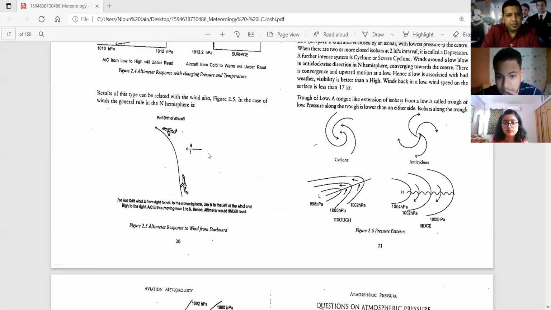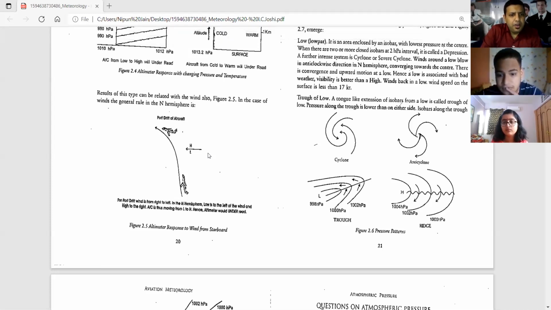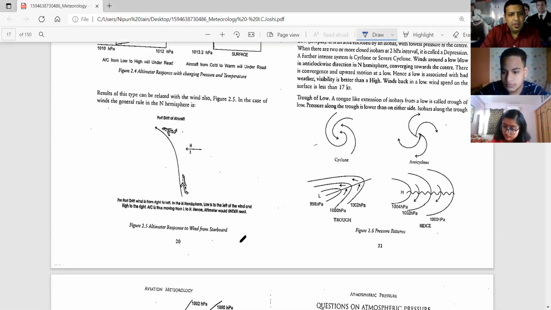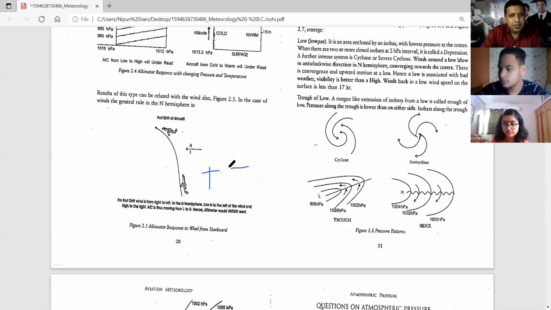So, you see this? Here, for port drift, wind is from right to left. Obviously, if wind is blowing from the right, this is your aircraft, let's say. Wind is coming from right to left, okay? And what will this be called? Port drift, because you are drifting towards the left side.